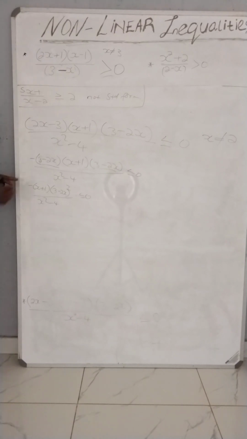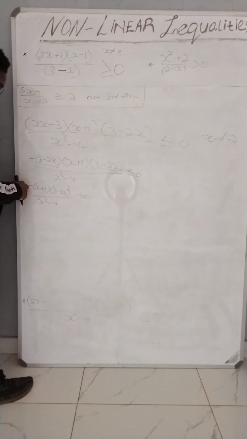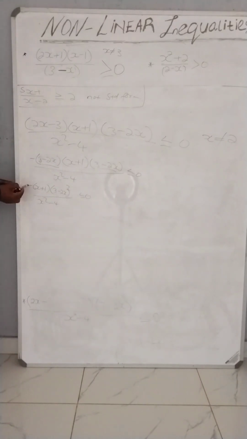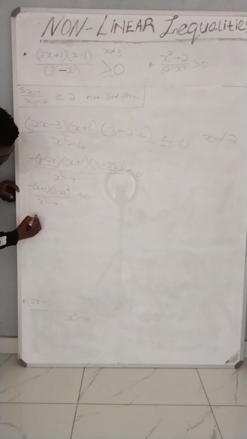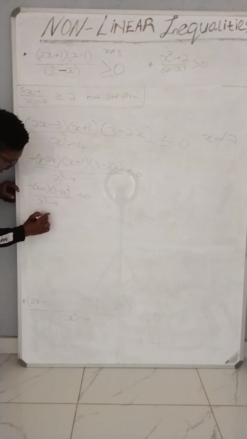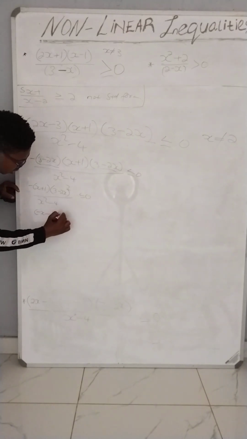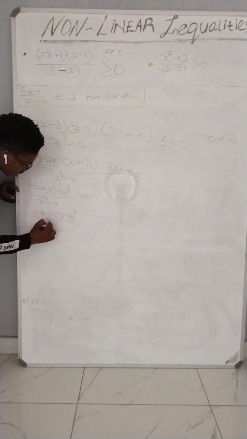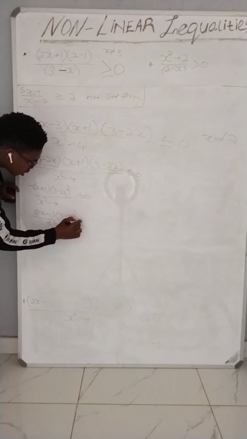Okay, you can either multiply this side by negative and that side by negative, and that side will change, or you can just absorb this negative into here. If you absorb it into here, you will have -1 times negative x, so you'll have negative x, -1 into 3 minus 2x squared over x squared minus 4 is less or equals to 0.